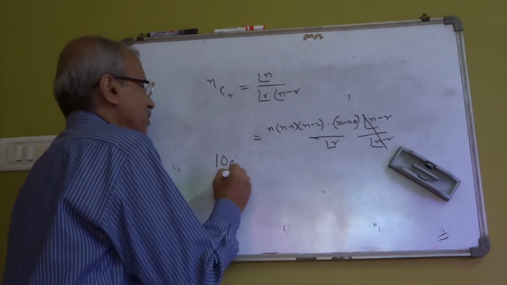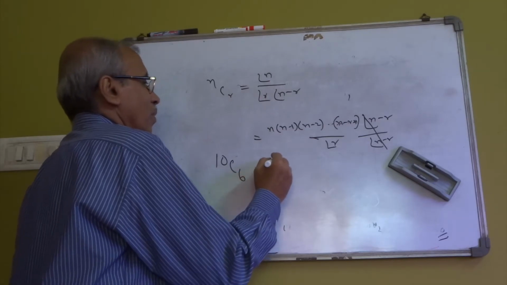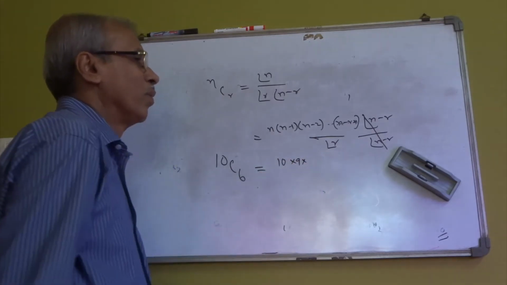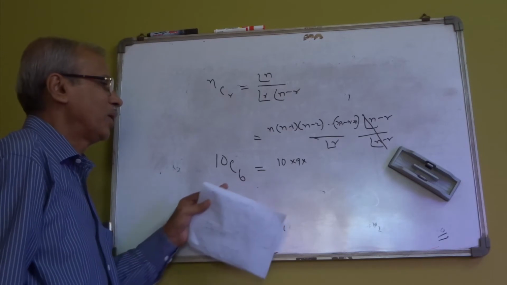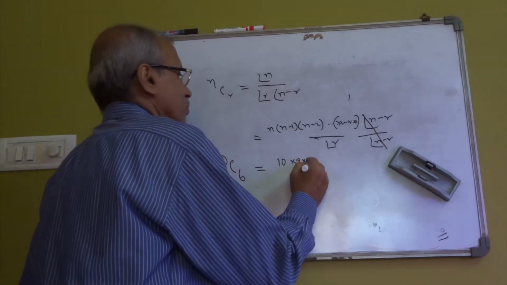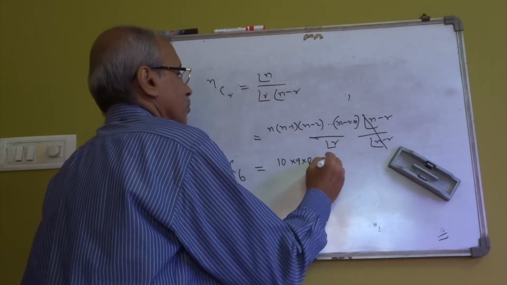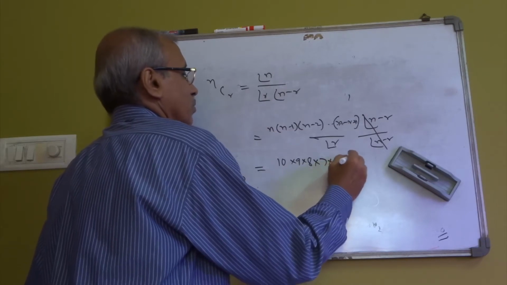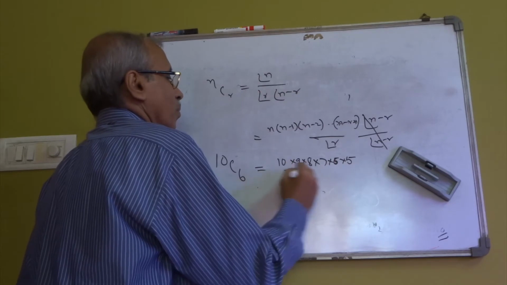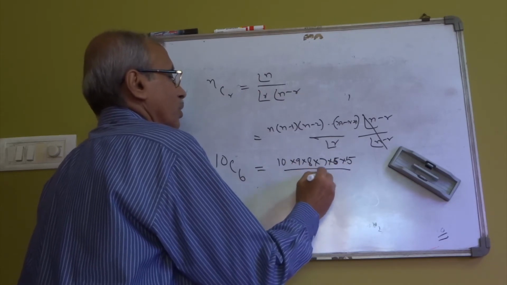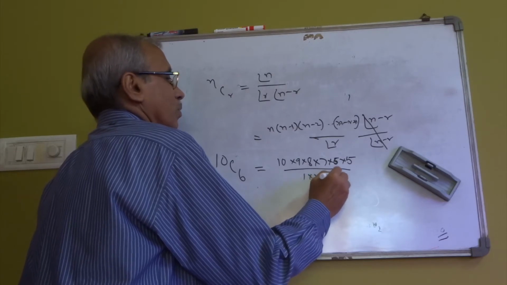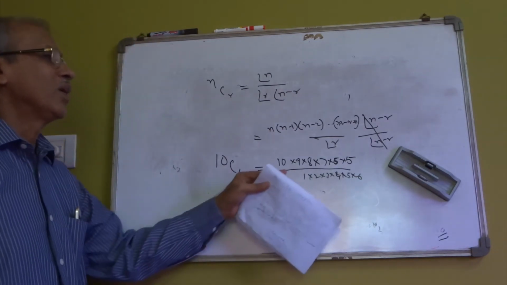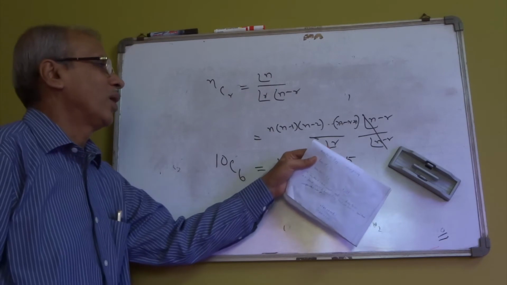Now to understand, let me just make it clear with an example. Let us say 10C6. We write 10, 9, up to 6 terms, 10, 9, 8, 7, 6, 5. In the denominator, 1 into 2 into 3 into 4 up to 6. You need not write other things. Factorial r.